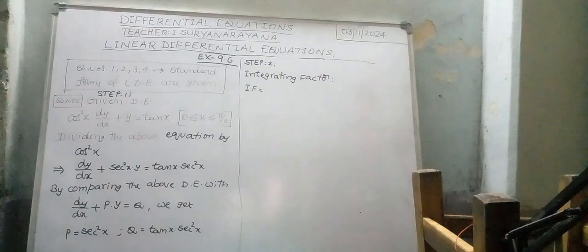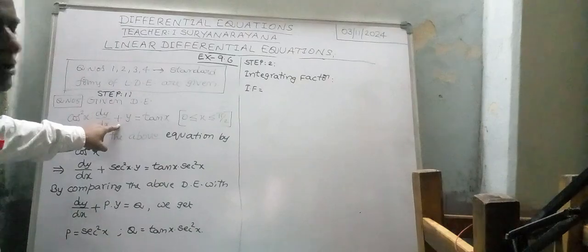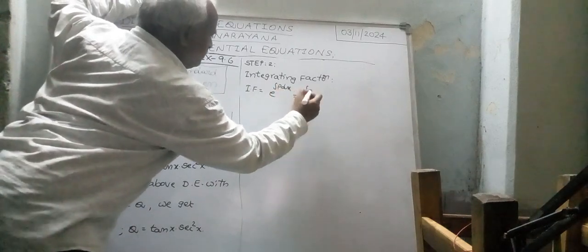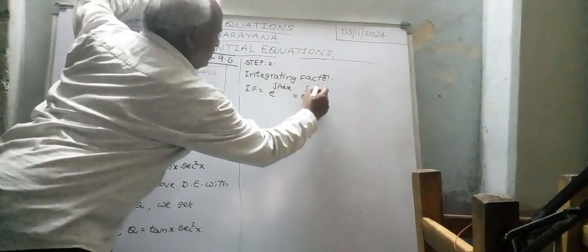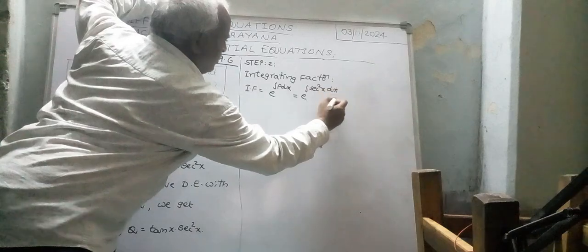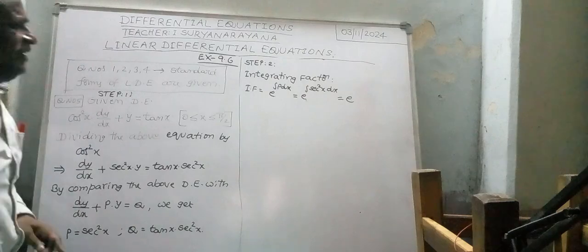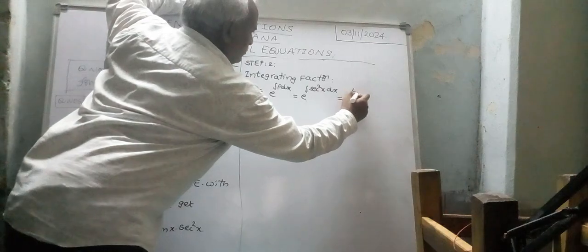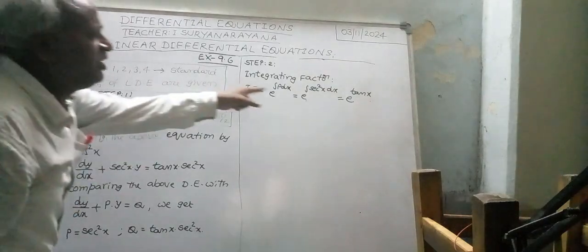That is equal to IF. What is the integrating factor of a linear differential equation of type 1? e power integral p dx. Okay, so e power integral, what is p here? Secant square x. So e power integral secant square x dx. What is integral secant square x dx? Tan x. Okay, so we got the integrating factor.